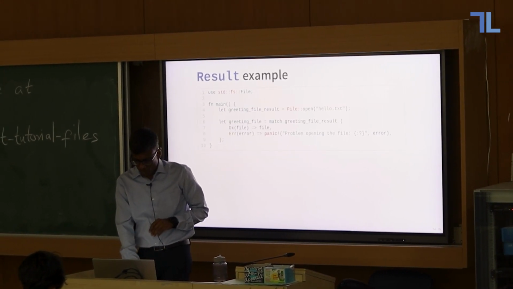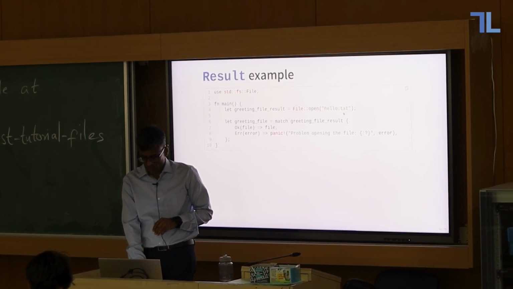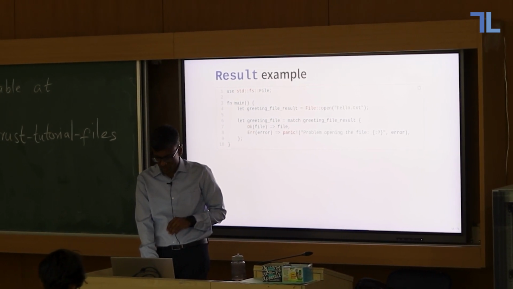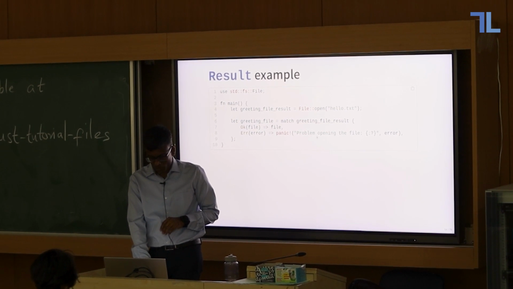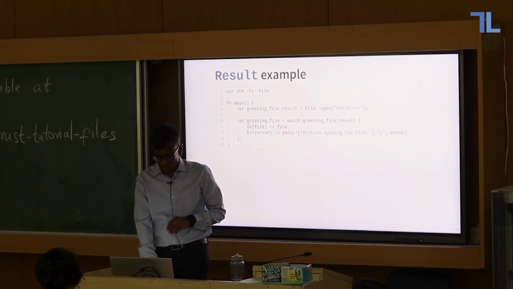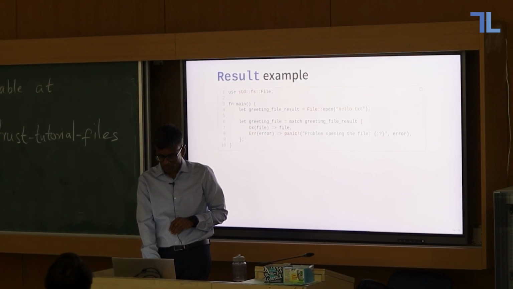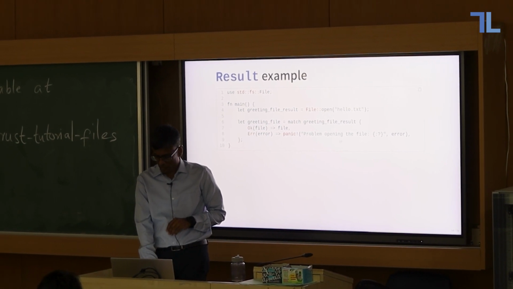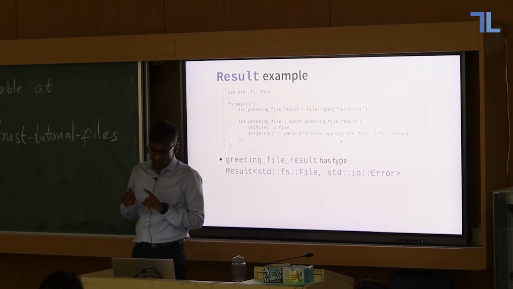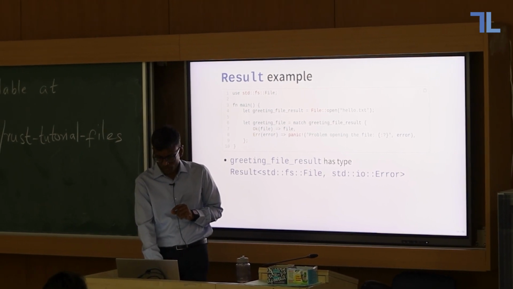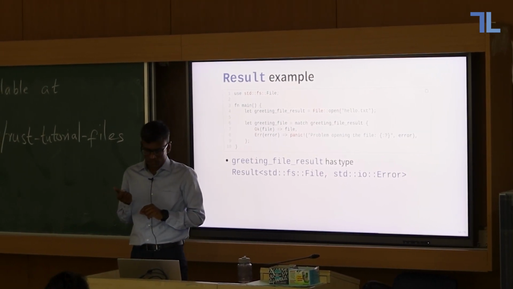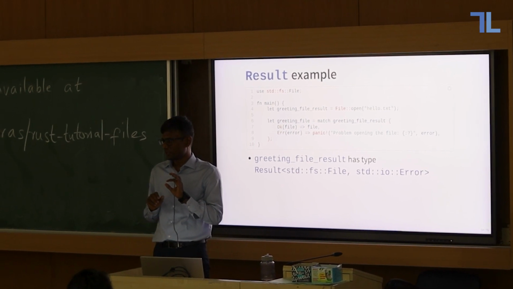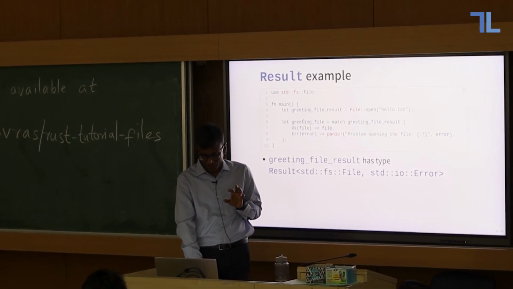Here is an example. Suppose I open a file, hello.txt, and then I store the result into greeting file result. Then I will match on the value of greeting file result. If the matching value is OK file, I'll return the file. Otherwise, I will panic. Panic means the program will exit with this error message. So this greeting file result is the result of this file open. Now, maybe the file doesn't exist. Then it will throw an error. But if the file exists, you will get a correct answer. So the result captures both these scenarios. If the file exists, then you will get back OK file.